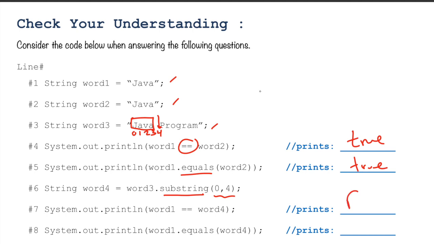And the answer here is false, because anytime a method is constructing a string, it will use a new string constructor with a new memory location. It will not look for that string to be in memory already. And if we compare word 1 to word 4 using the dot equals method, it will print true because they store the same sequence of characters.